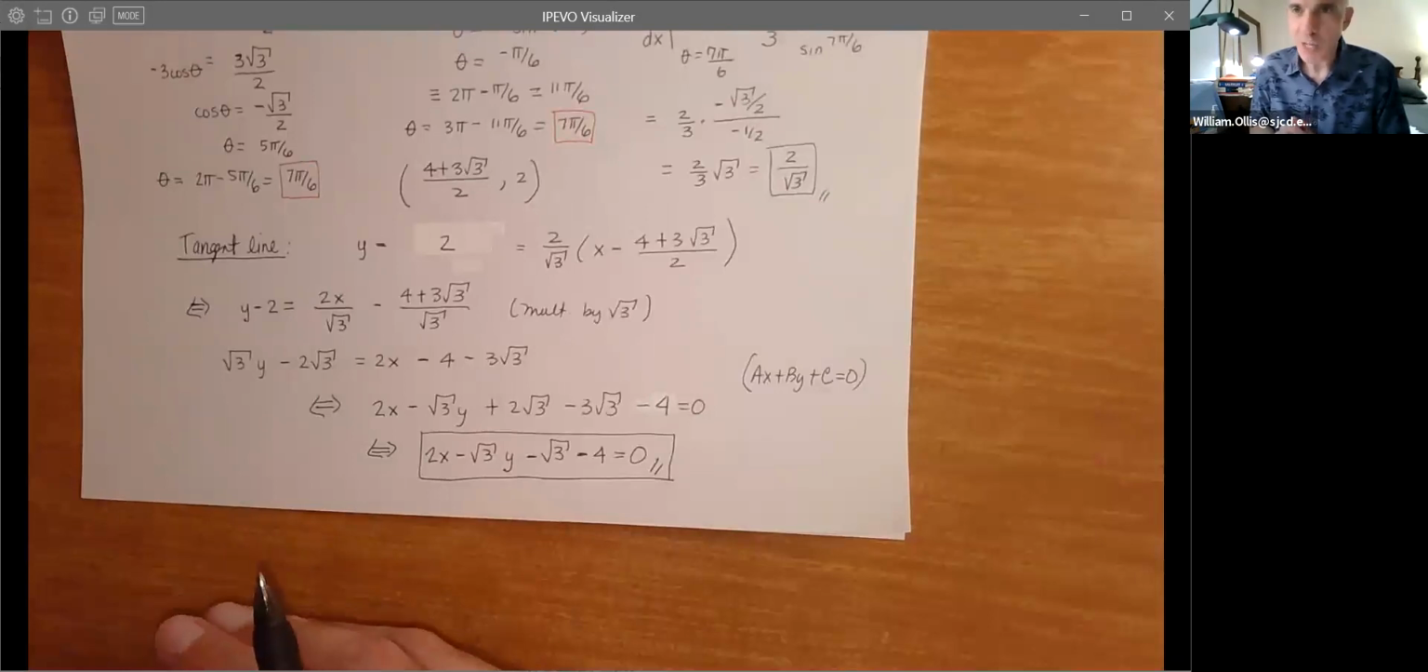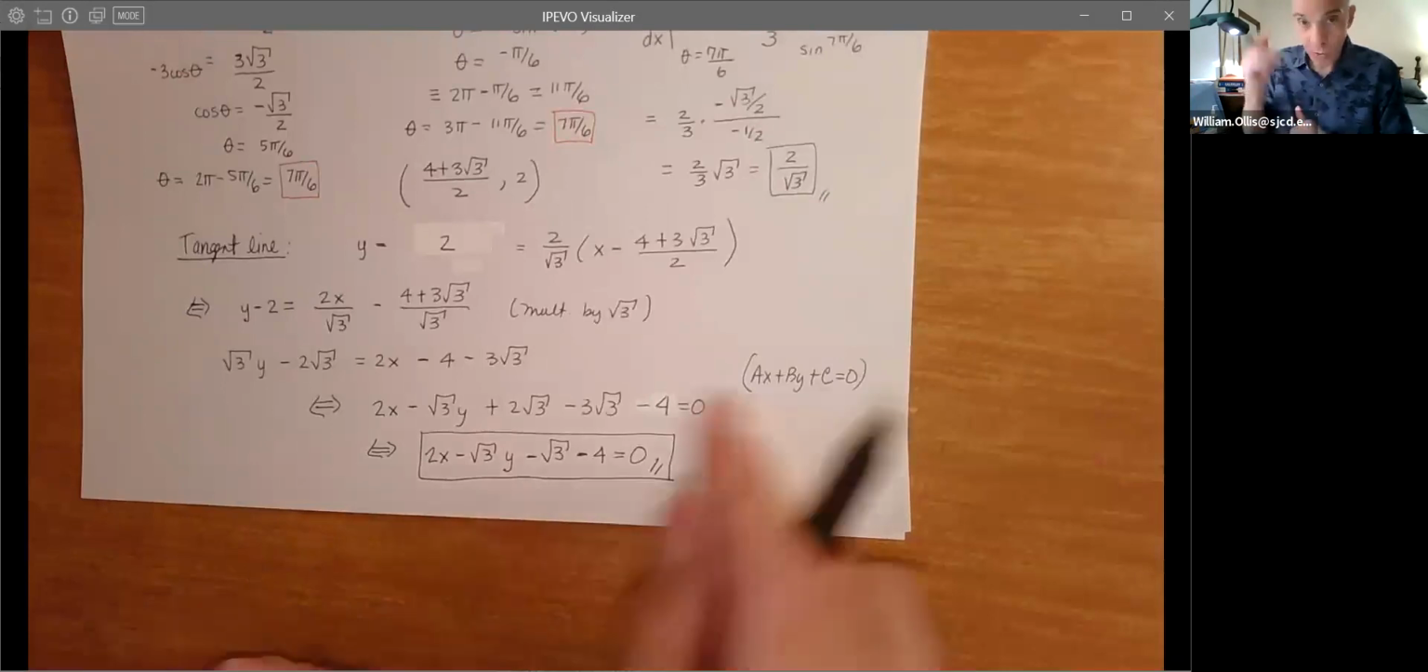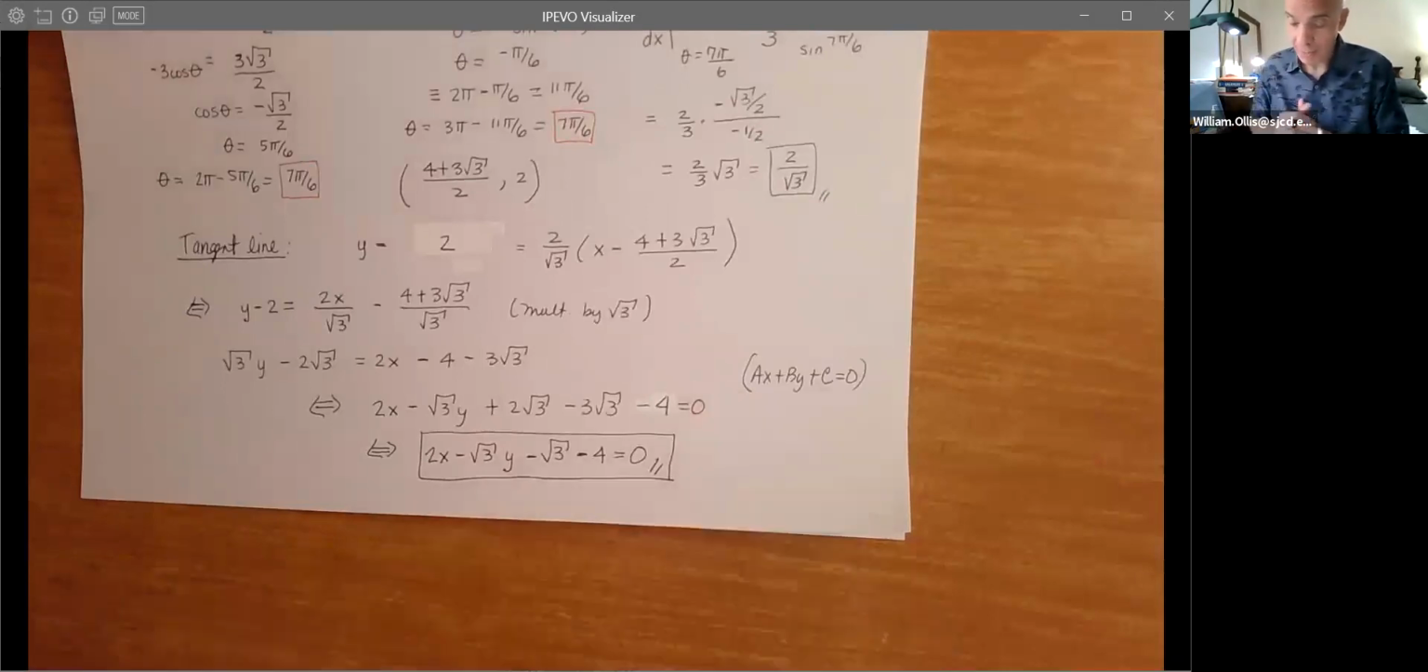I'm just happy that they understand translation of axes. But if we get to rotation of axes and I have time for it, I'll go back to this.